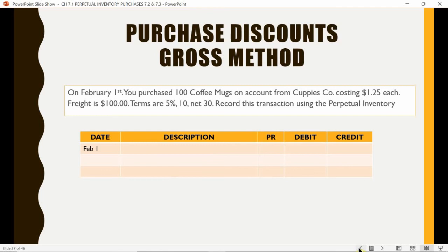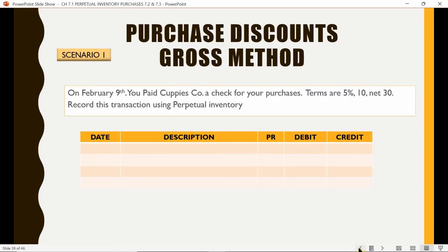So in this case, we have the same exact example: we purchase 100 coffee mugs at $1.25 each and the freight of $100, with the terms of 5/10, net 30. Using the gross method, we just recognize it at full price. And then when we meet this condition, because we have to remember terms is a condition, you have to pay in order to receive the discount.